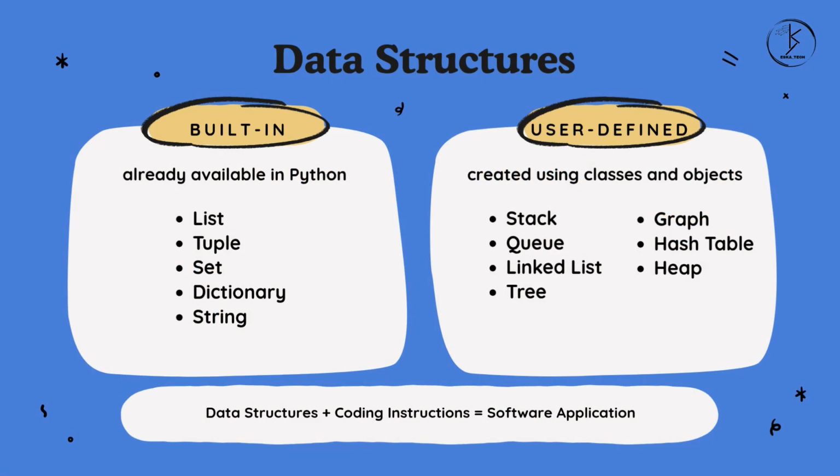Data structures are the raw material used to build software applications. Data structures can be divided into two parts: built-in and user-defined data structures. You can see a few types here, from both categories.